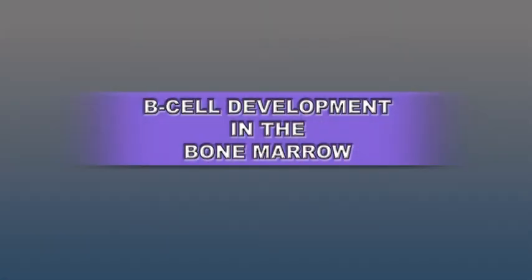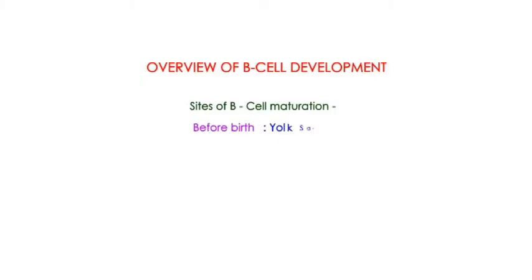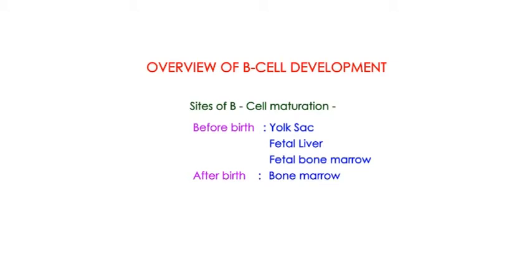B cell development in the bone marrow. The generation of matured B cells first occurs in the embryo and continues throughout life. Before birth, the yolk sac, fetal liver, and the fetal bone marrow are the major sites of B cell maturation. After birth, generation of mature B cells occurs in the bone marrow.